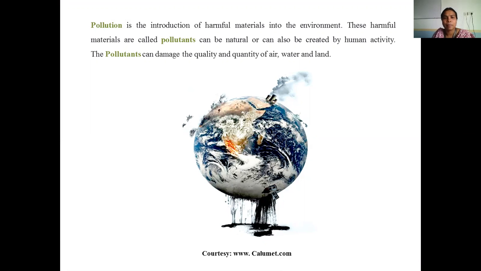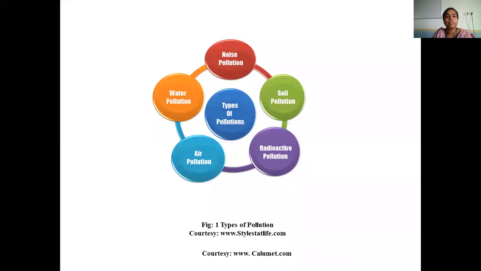These pollutants can damage the quality and quantity of air, which causes air pollution, water, which causes water pollution, and land, which causes land pollution. Let me see the types of pollution here. So we have types of pollution: noise pollution, soil pollution, radioactive pollution, air pollution, and water pollution. Let me see one by one the causes, effects, and how to avoid that pollution.